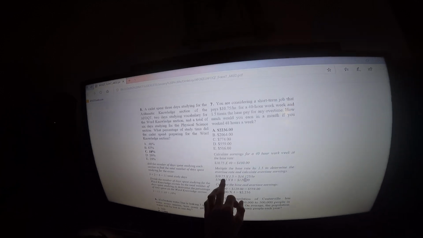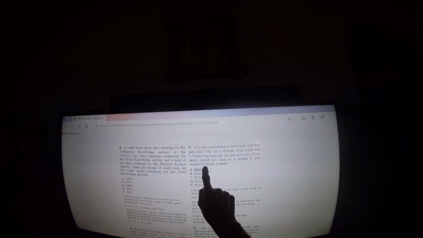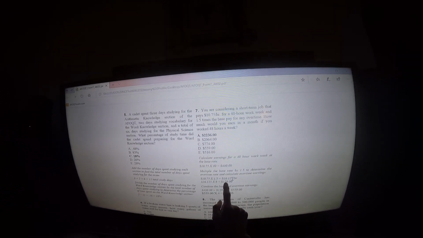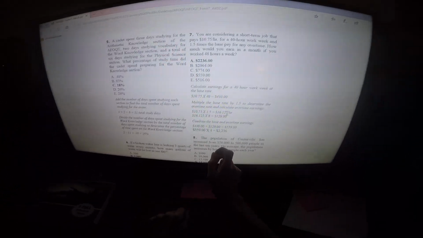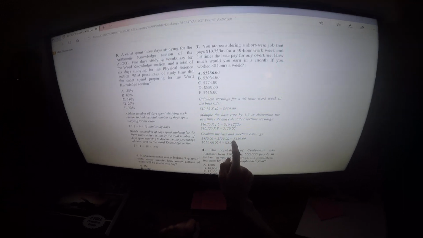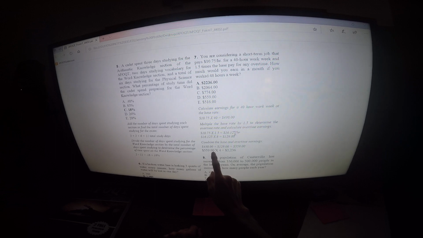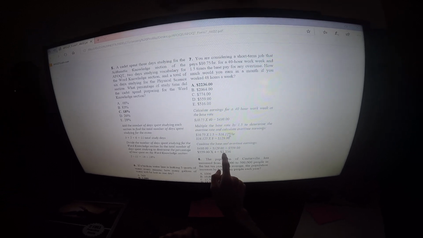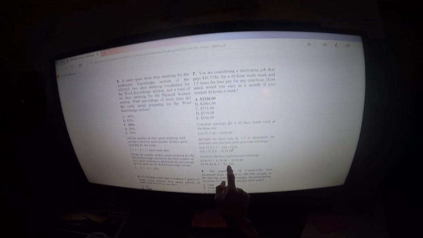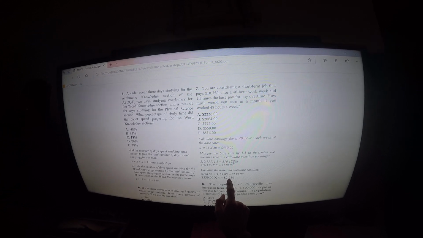Base rate, 10.75 times 1.5 is 16.125 per hour. So 16.125 times 8 hours, you're going over by 8 hours, equals $129. So combine the base and overtime earnings: 430 plus 129 equals 559. 559 per week times 4 would equal 2,236.